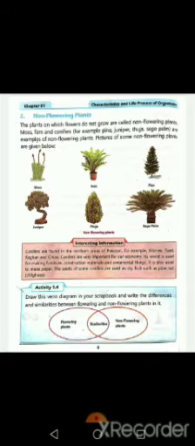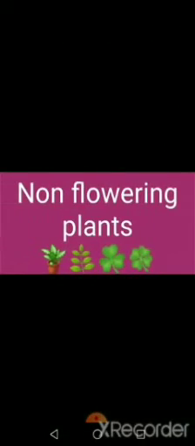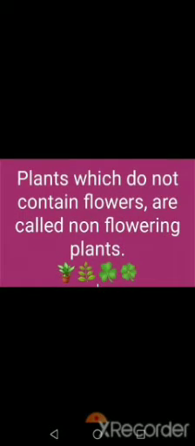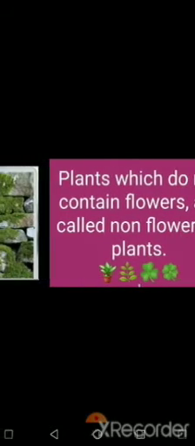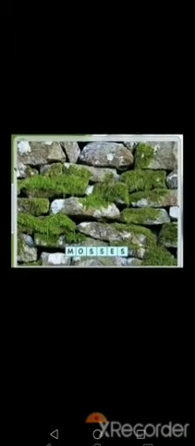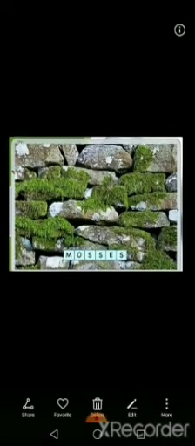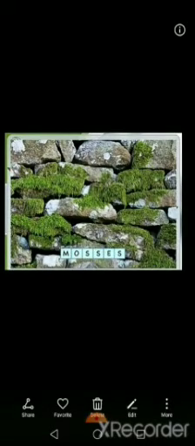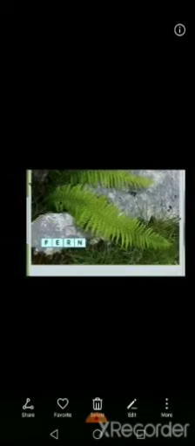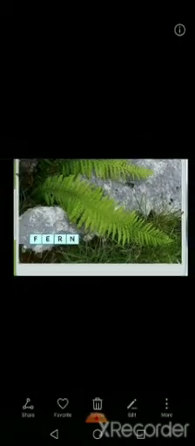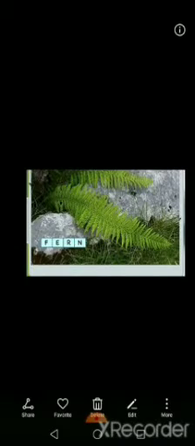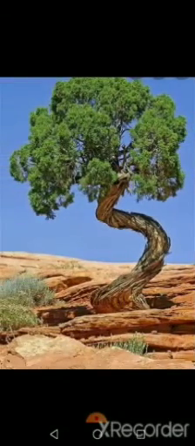What are non-flowering plants? Non-flowering plants are those plants which do not contain flowers. Like we have mosses. Look at this picture. There is no flower in this plant. Also, we have fern. So, there is no flower, that's why they are called non-flowering plants.